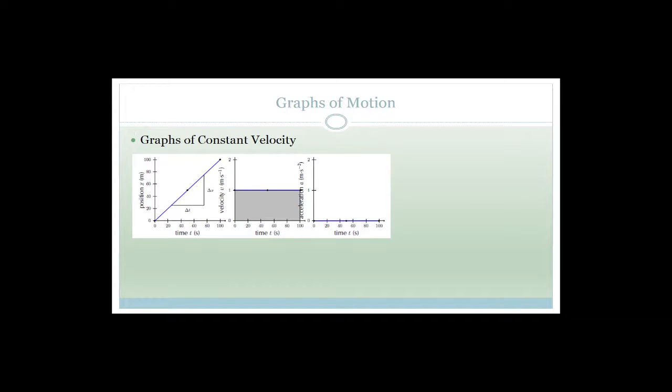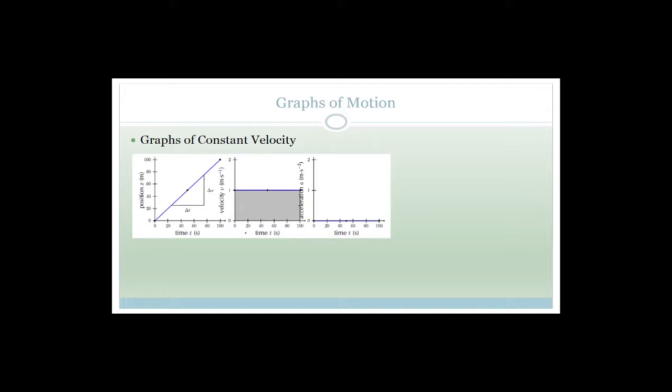So you should know that there are two types of graphs of constant motion. One is constant velocity. In other words, there's no acceleration whatsoever. The thing travels at a specific velocity all the time. There's also no change in direction, because velocity is a vector. So constant velocity means there is no change in direction and no change in the magnitude of the velocity.